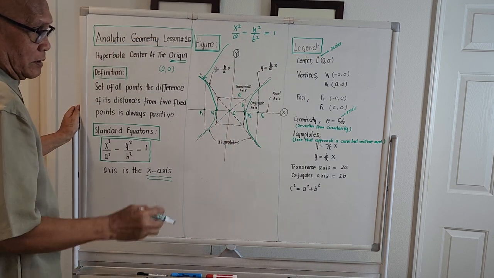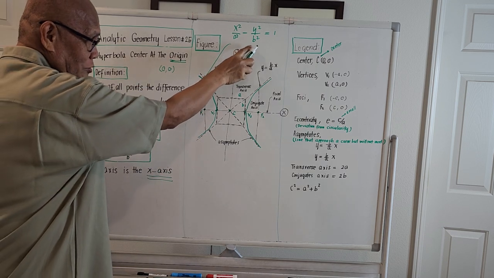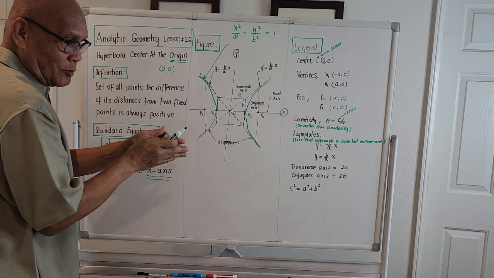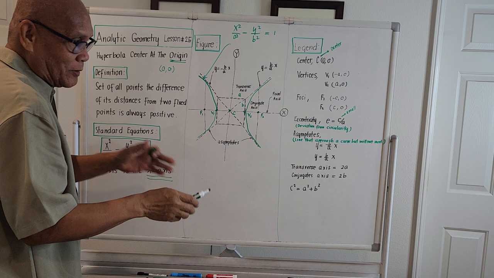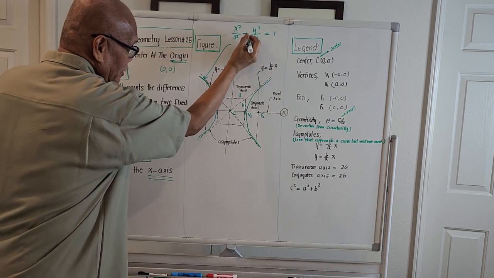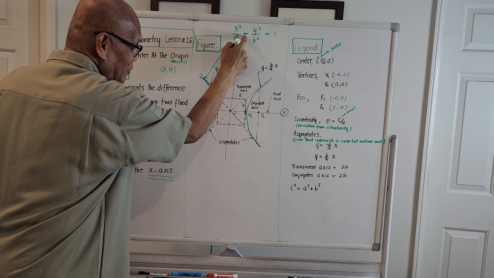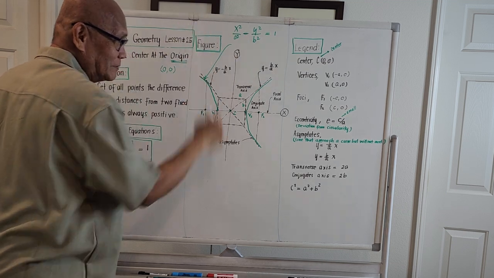Okay? If you try to notice it, the equation is actually similar to the equation of an ellipse, or similar to the equation of a circle. The only difference is that under the hyperbola, this sign here is negative. So for a hyperbola, the sign in the middle is actually negative.